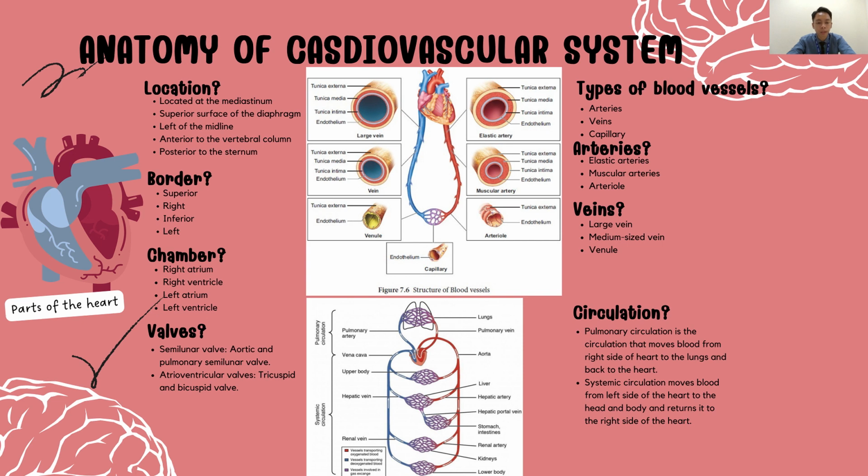So, the heart consists of four chambers. First, the right atrium, right ventricle, left atrium, and left ventricle. As for the valves, there are two types, which are the semilunar valve and the atrioventricular valve. The semilunar valves can be classified as the aortic and pulmonary semilunar valves. As for the atrioventricular valves, they are the tricuspid and bicuspid valves.